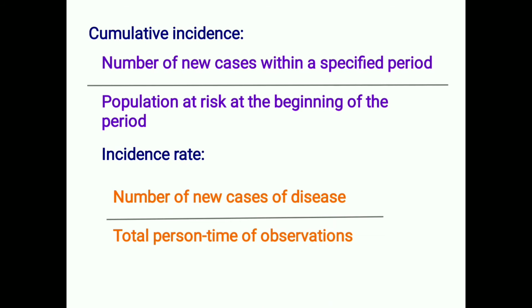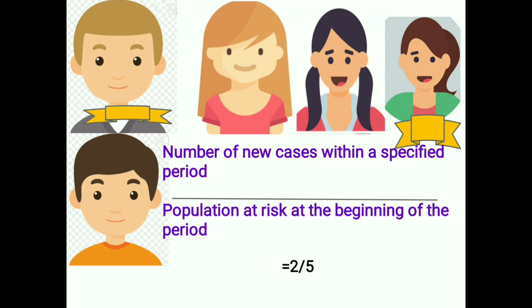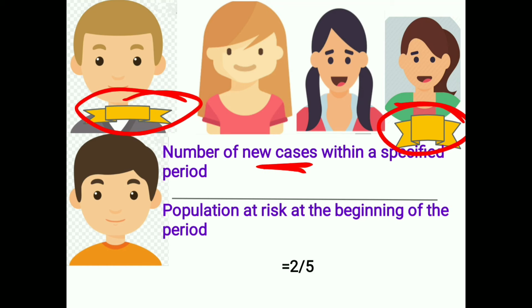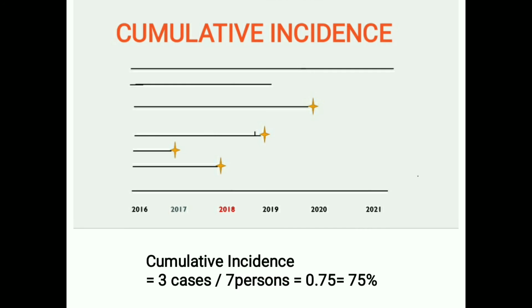And next formula is cumulative incidence. Cumulative incidence is the number of new cases within a specified period divided by the population at risk at the beginning of the period. For example, in this simple example, the yellow mark is new cases. The cumulative incidence will be 2 divided by 5. We will see problem solving of this in the next video.